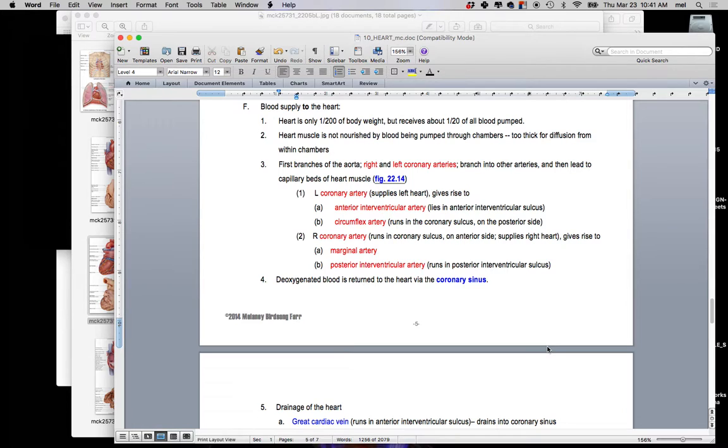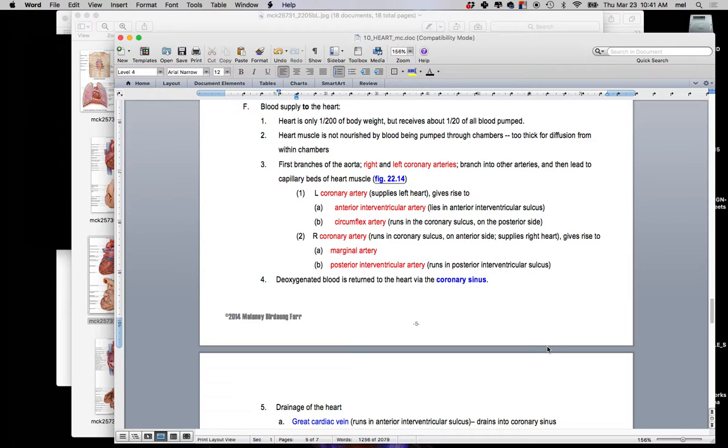First, let's talk about how greedy the heart is. The heart takes a disproportionate amount of blood flow. So it accounts for around 1/200th of your body weight, but it eats up about 1/20th of your blood flow. The only thing that's as greedy is your brain at rest, and then your skeletal muscles are super greedy, but only when you're exercising. They're really variable in their blood flow needs.